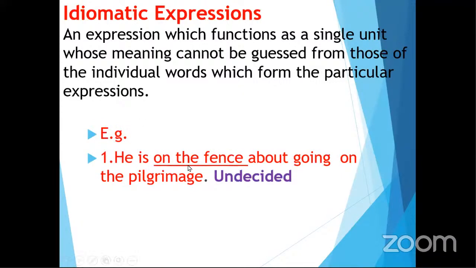He's on the fence about going on the pilgrimage. Like he's on the fence. When we say somebody is on the fence, it doesn't mean that he is actually on the fence. What is the meaning? He is undecided. For example, one might say, I am on the fence. Your friend might have invited you to go on a trip. So you say, I am on the fence. Then that means you have not decided it yet.